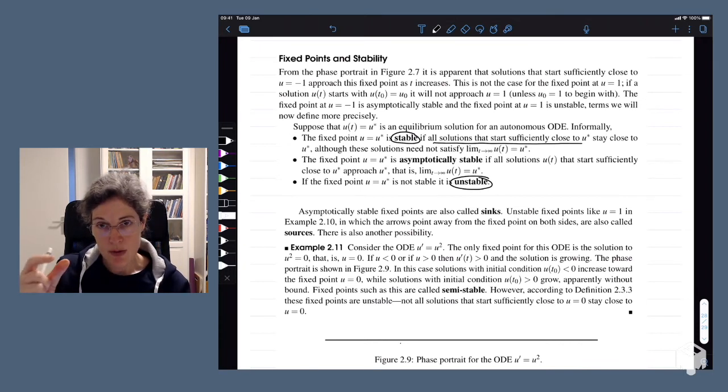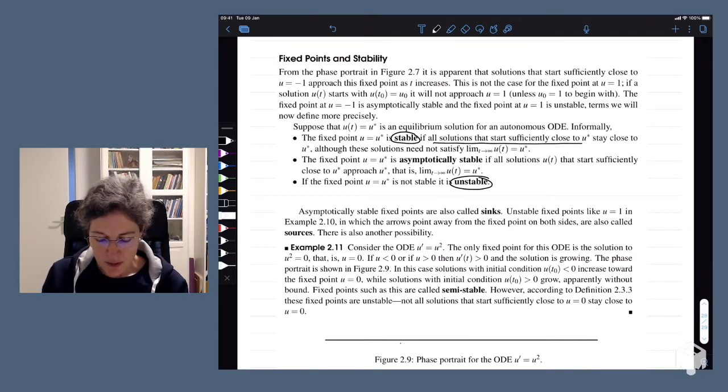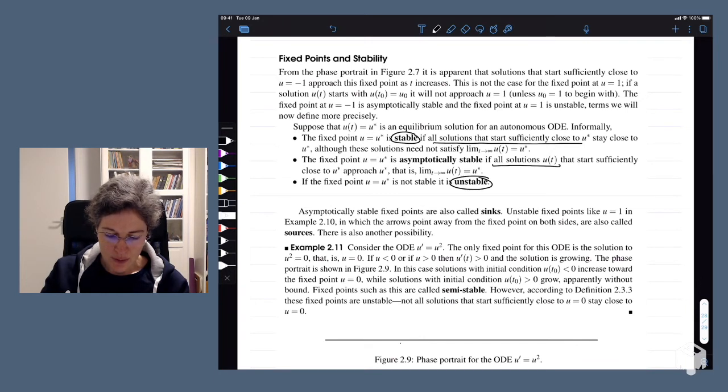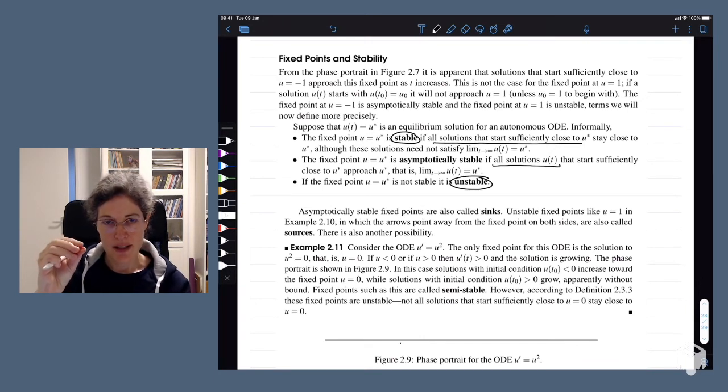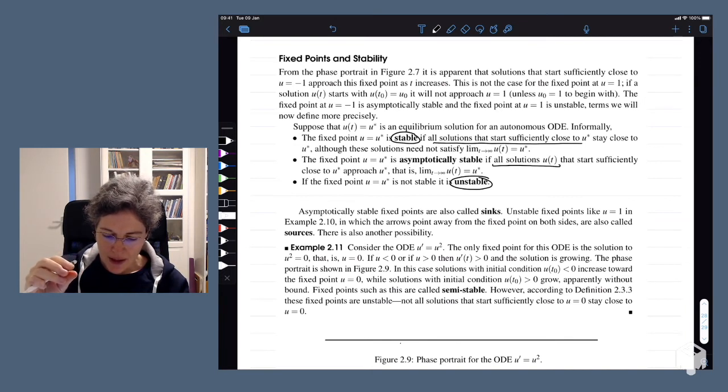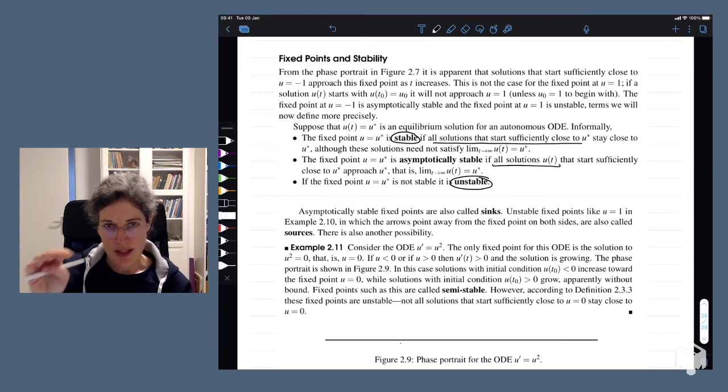We can be a little more specific about asymptotically, and we would say it's asymptotically stable if all solutions that start sufficiently close approach the solution itself. So the first one is saying that if they start close, they stay close, but they don't end up at the solution itself. So they'll stay close. So you might have, here's your fixed point.